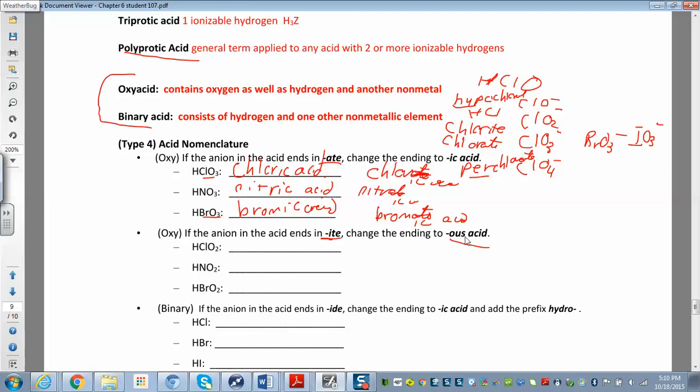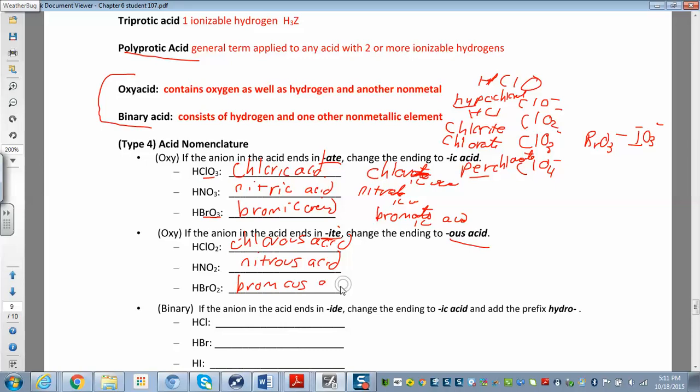So ClO2- is over here. This is chlorite, so I'm going to drop the ite, and now I change it to ous acid. So this becomes chlorous acid. This is nitrite, so I drop the ite, and it just becomes nitrous acid. This is bromite. This is like chlorite, so bromite does the same thing. So bromous acid.